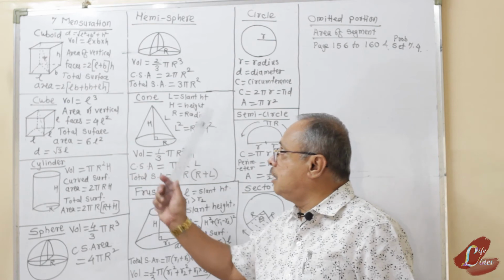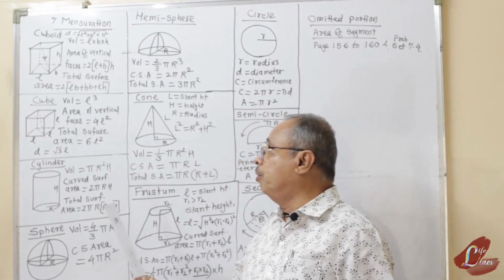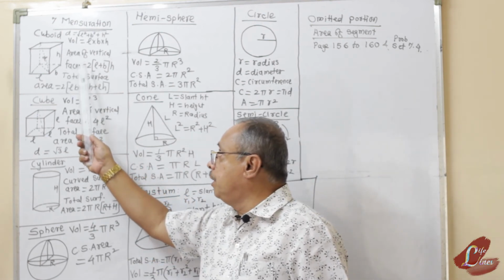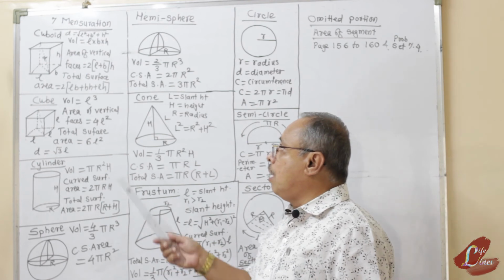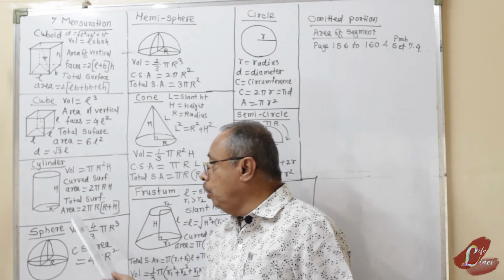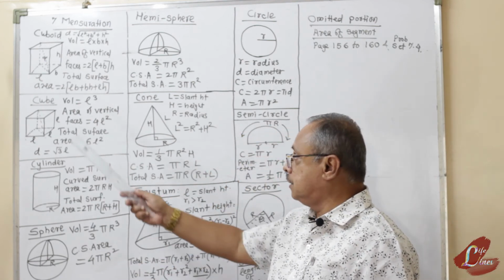In geometry, the last chapter is mensuration. This complete chapter depends only upon formulae. We have already come across these formulae, but the formulae are very important as far as this chapter is concerned. You only have to substitute the values in the formula and you will get marks.